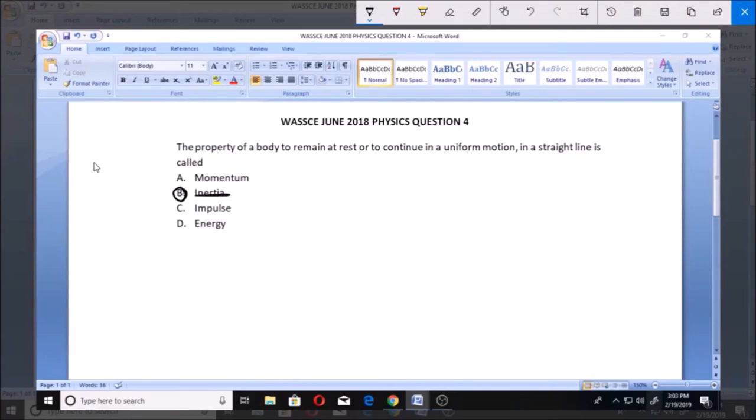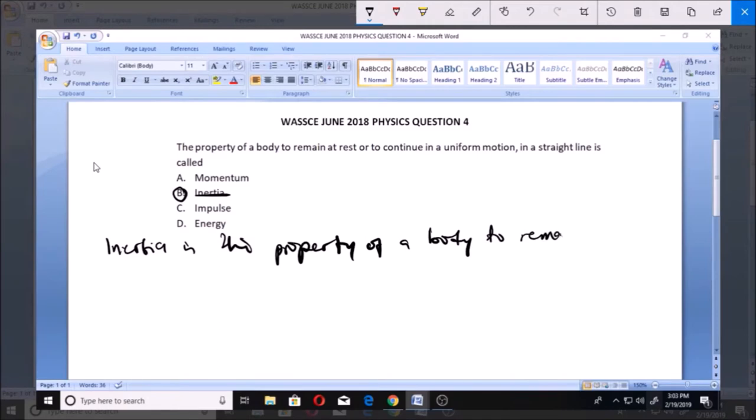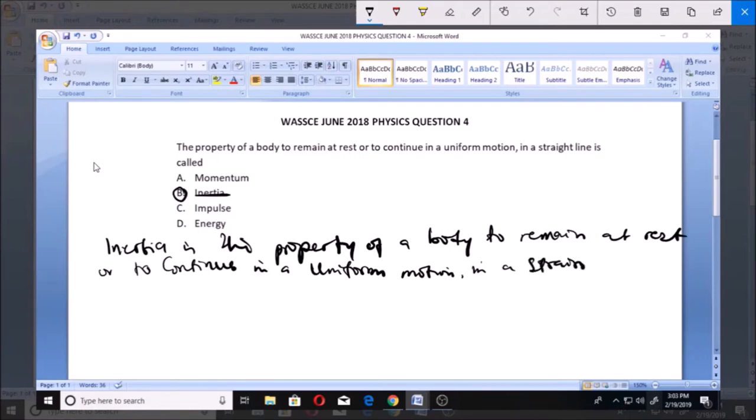But I will also explain the other options. So let's take the definition of inertia first. Inertia is that very property of a body that makes it do what? To remain at rest or to continue in a uniform motion in a what? Straight line. Rectilinear motion in a straight line. So that is what inertia is.